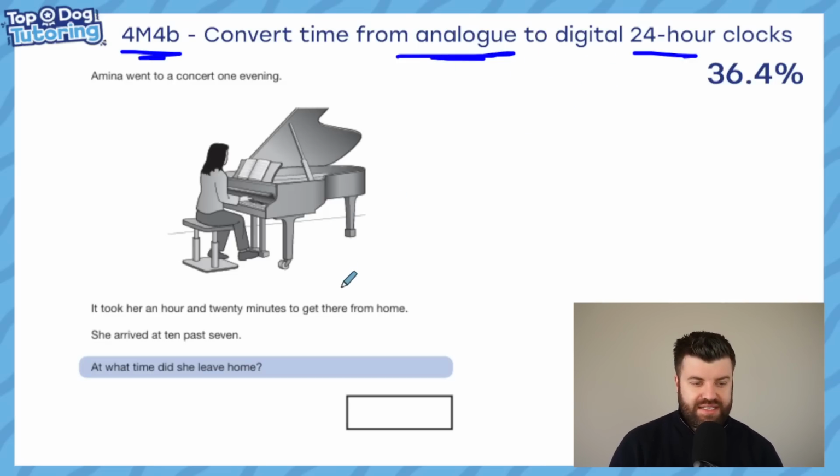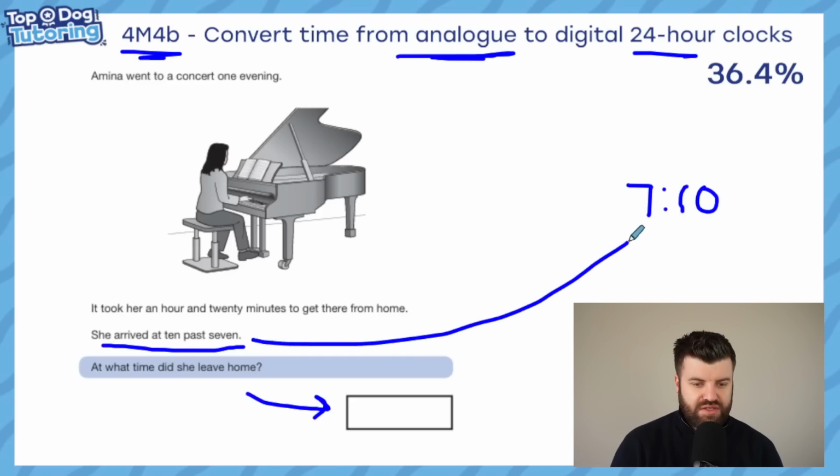Maybe what they're actually testing here is the fact that we've written a time in words and now we're going to want the time in a digital version. Maybe that's what it is. But let's take a look anyway. She arrived at 7:10. So it might be that just changing 7:10 into this is enough to warrant them giving it this code. I don't know. But what we do know is it took her 1 hour and 20 minutes to get there.